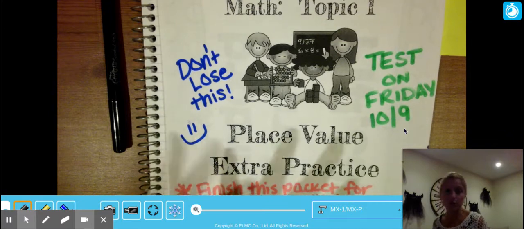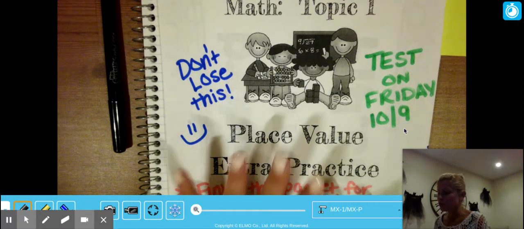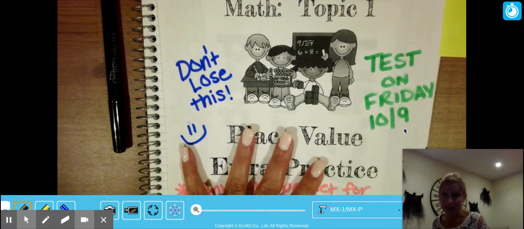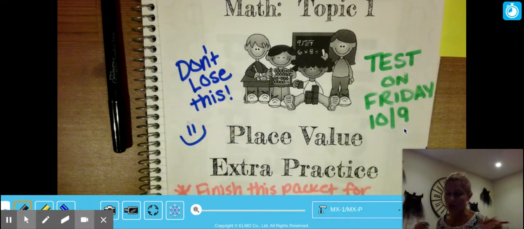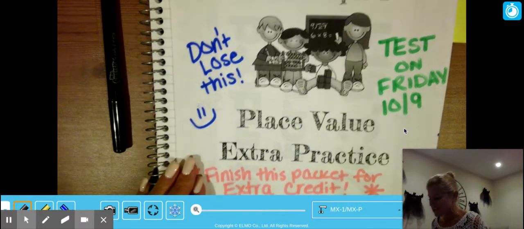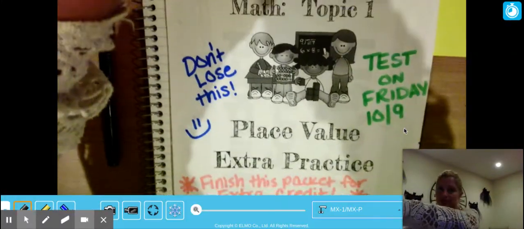If you're an in-person student on the blue or the silver team, you likely got this packet in class with me. If for some reason you misplaced it, just ask me for another copy. I have tons of them. All right, your cover of your place value packet should look something like mine.